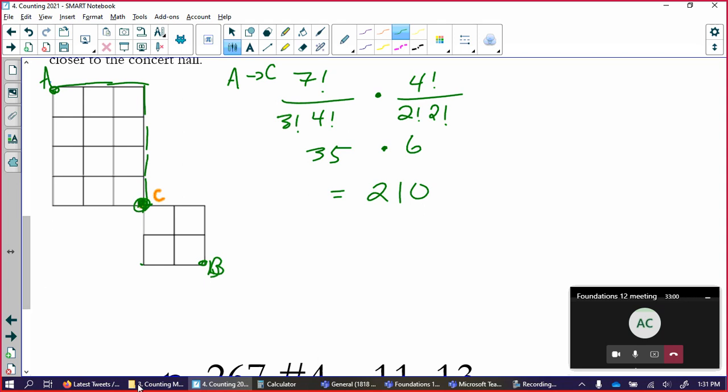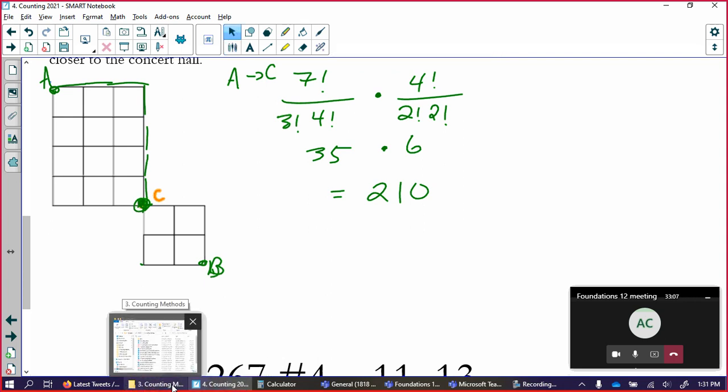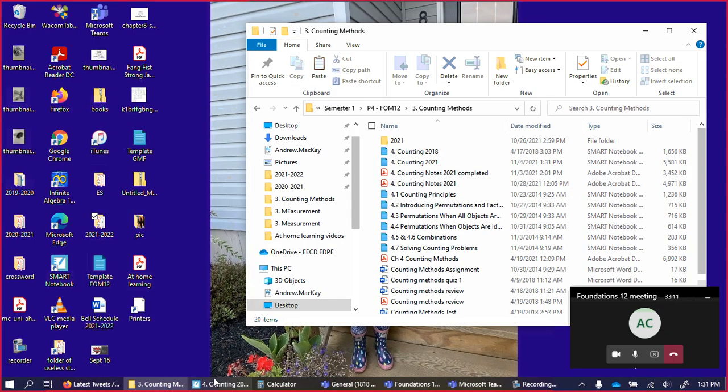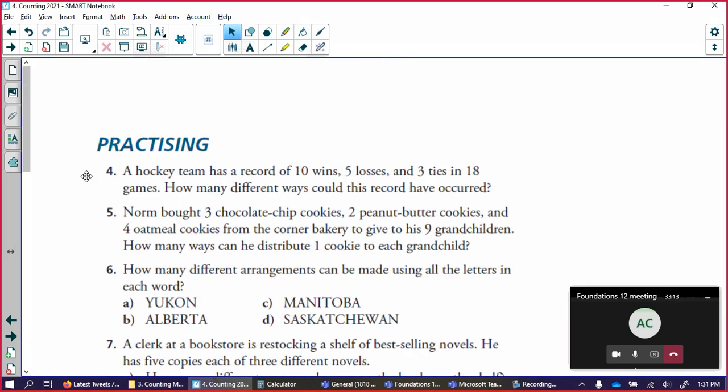Hopefully that's okay. Hopefully the meeting that's going on right now hasn't been stormed out of. 4 to 11 and 13. I don't know why I minimized that. 4, 10.